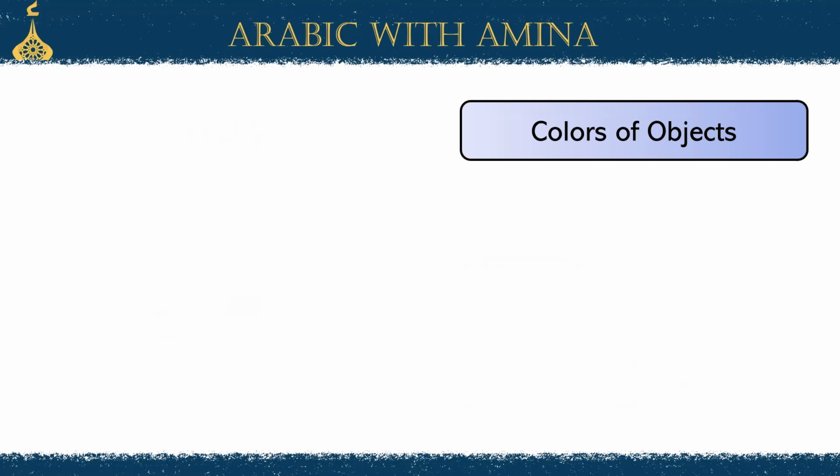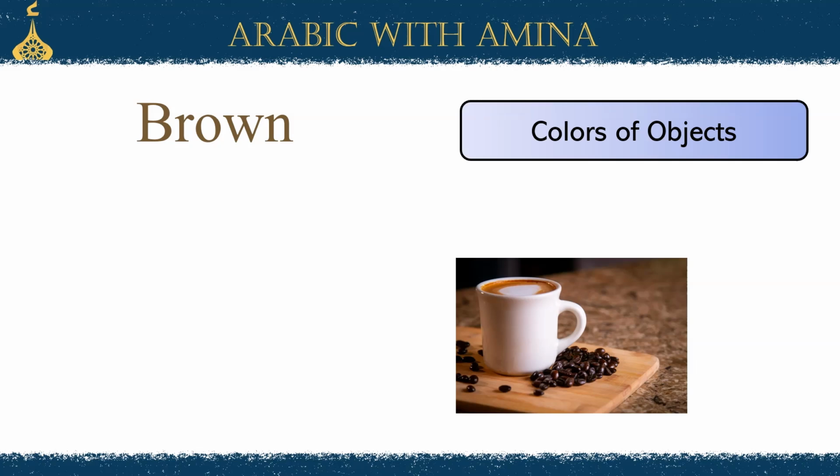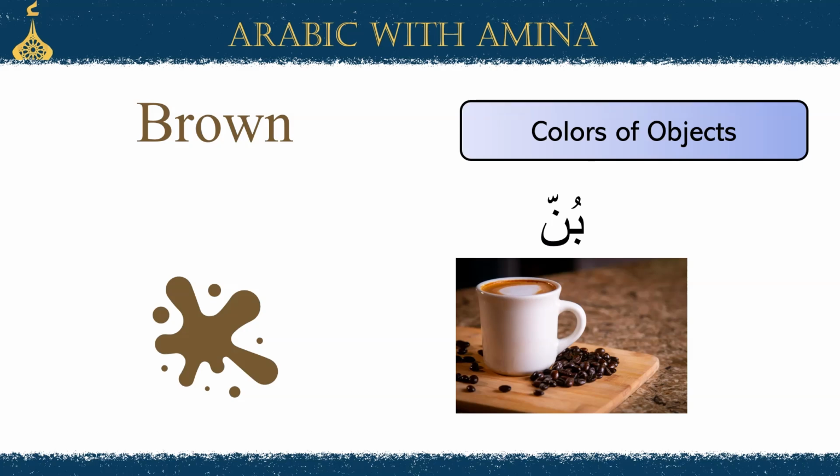Another great example is brown. The Arabic word for coffee beans or coffee is bun. Bun. Short, simple, and very Arabic because we know Arabic coffee is the best. When we want to express the color brown, we again add a ya. So the word becomes bunni.